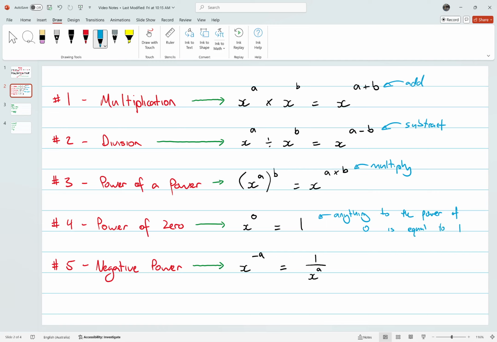And lastly, when we talk about negative powers, say we have x to the power of negative a, the way we can rewrite that with a positive power is we take what we have and flip it. We find the reciprocal of it, so we put that into our denominator. So now we have x to the power of a, and that also loses the negative power. So the negative power flips the index, I guess we could say.